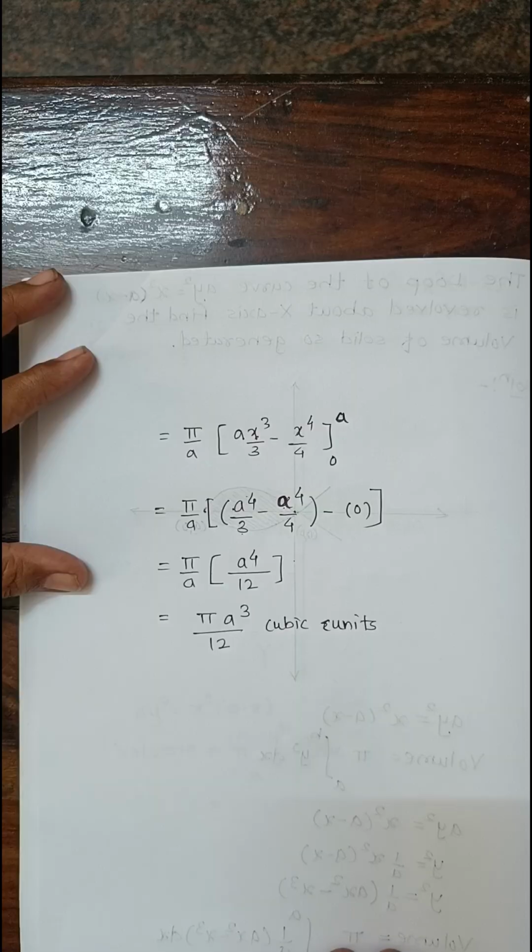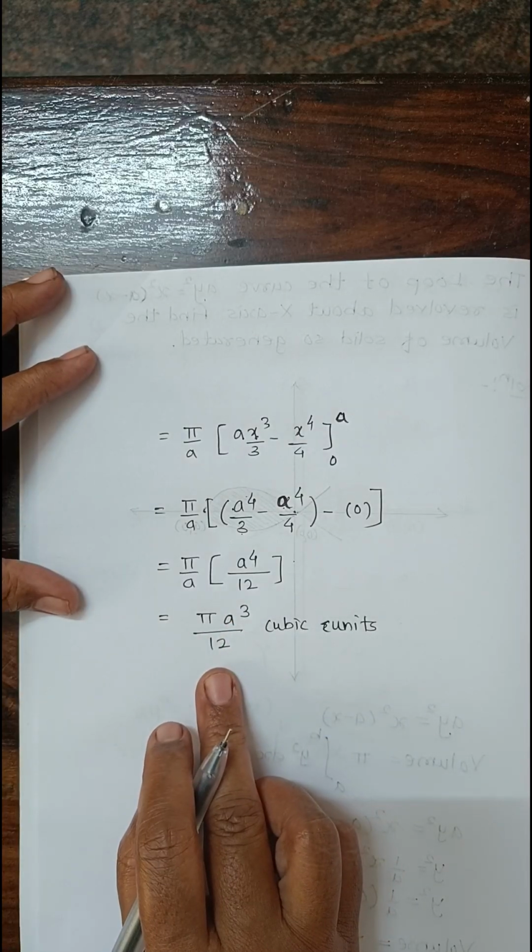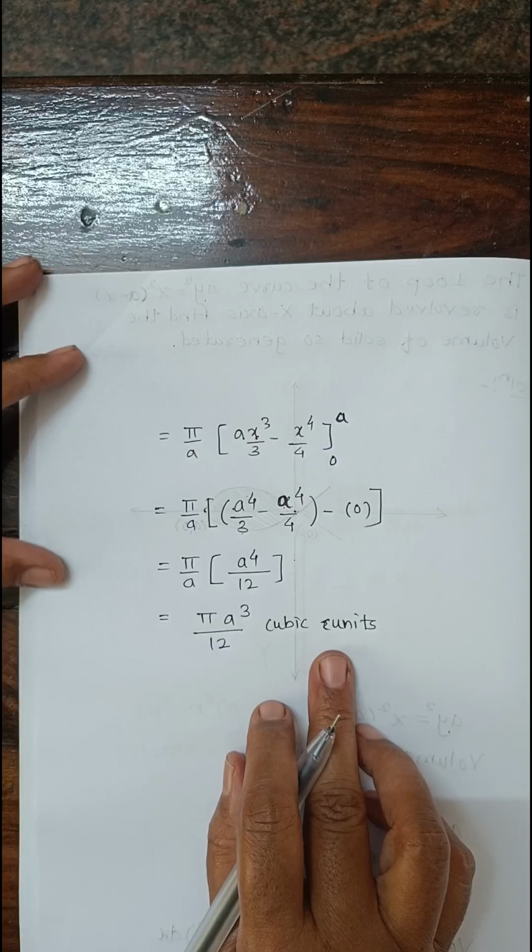The volume of the solid generated is pi a cube divided by 12 cubic units.